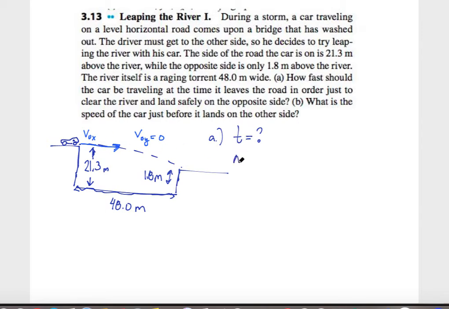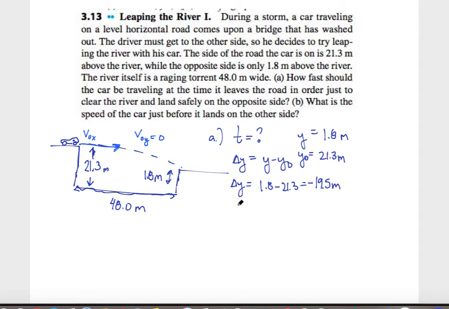So we know that our delta y comes from y minus y naught, where our final y is 1.8 meters. Our initial y value is 21.3 meters. So we can say that our delta y is going to be 1.8 minus 21.3, or, with a little bit of calculator, negative 19.5 meters. Now you could alternatively just use y and y naught.